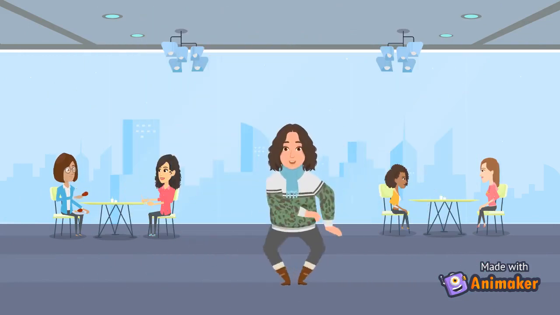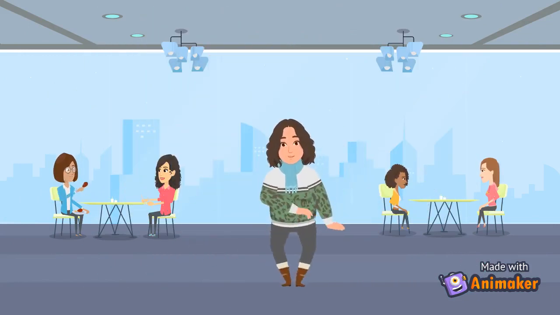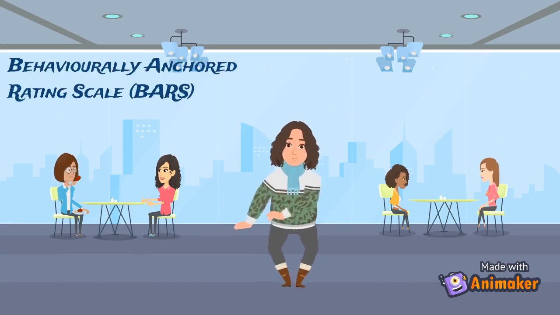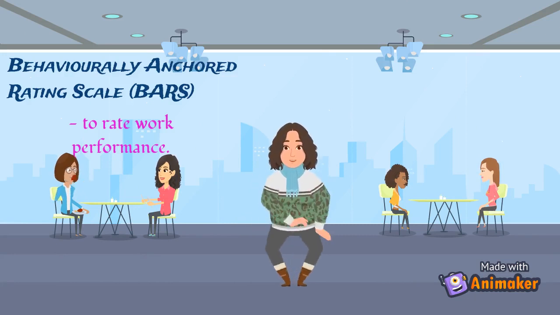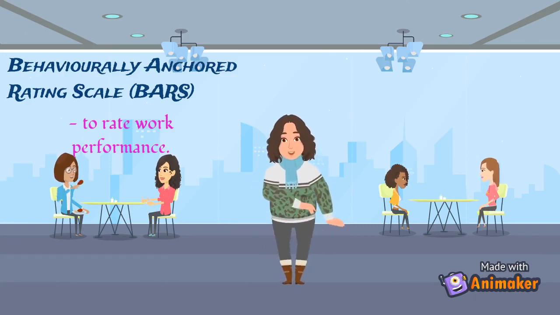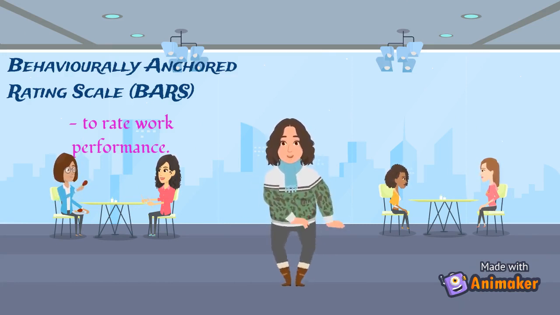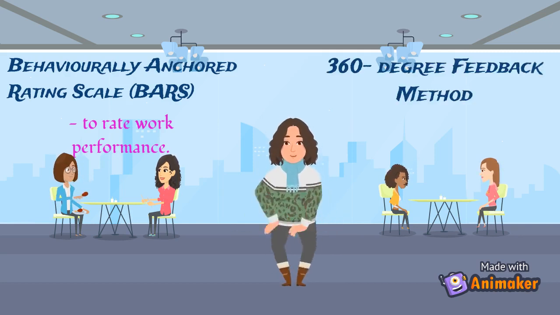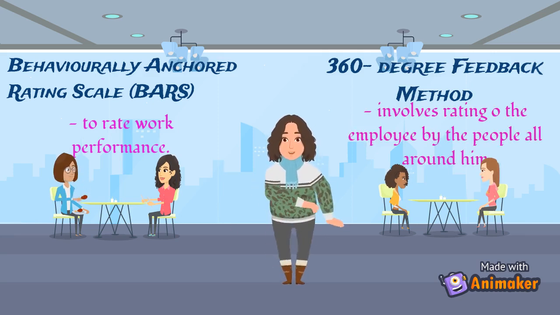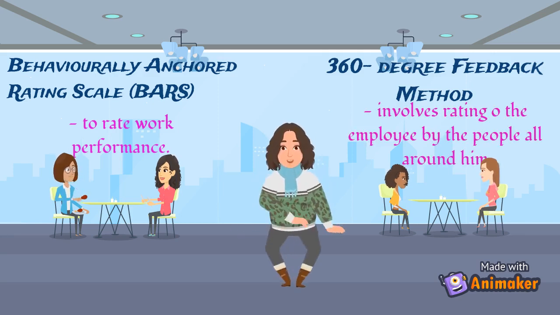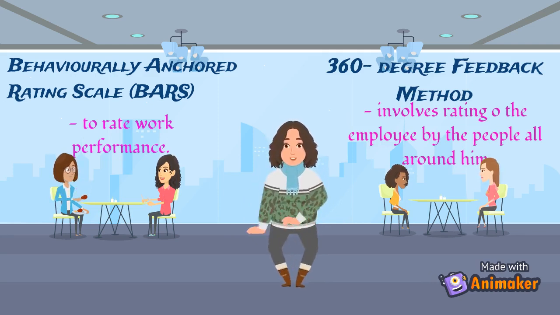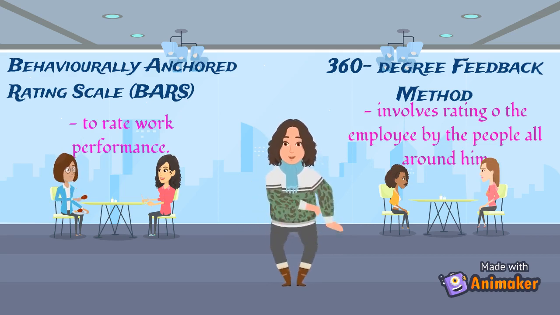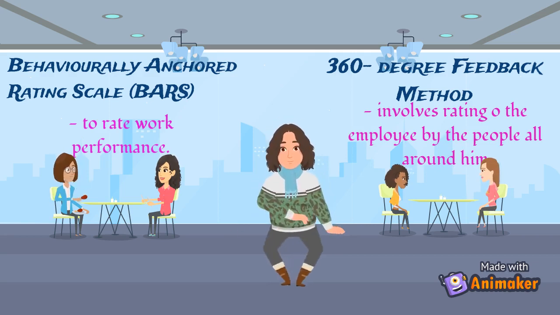In performance evaluation, there are two methods. The first method is behaviorally anchored rating scale (BARS). BARS are scales used to rate work performance. It evaluates an employee's performance in terms of its job requirements. The second method is the 360-degree feedback method. It involves rating of the employee by the people around him. Raters may include the general manager, senior managers, peers, team members, customers and suppliers, as well as the individual himself.